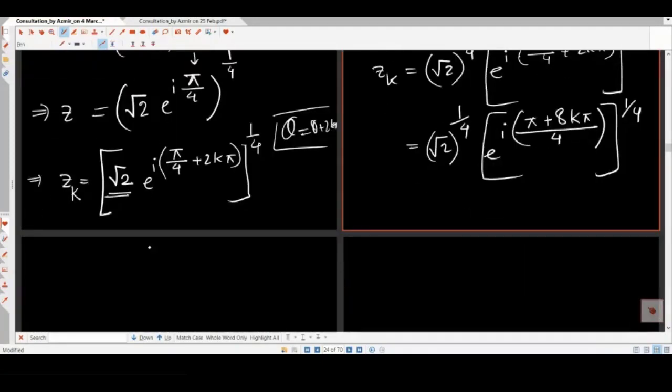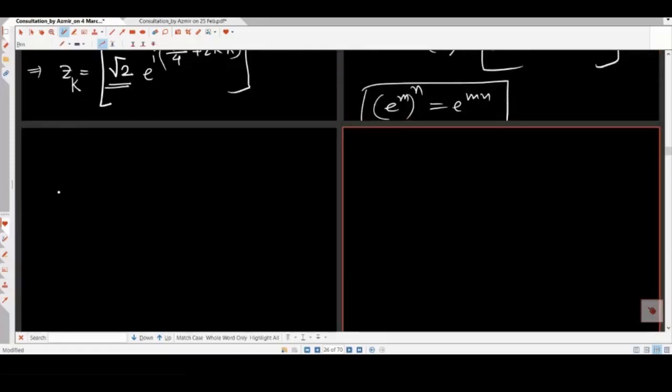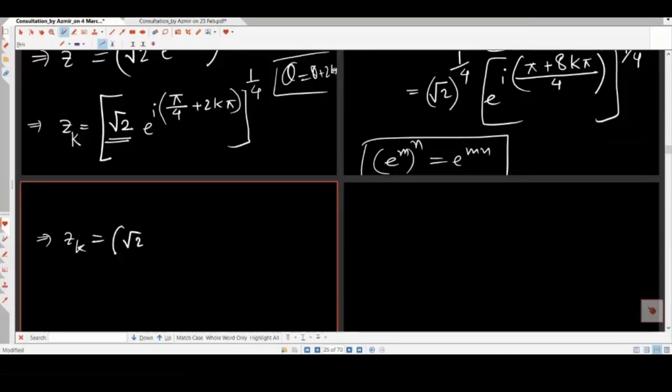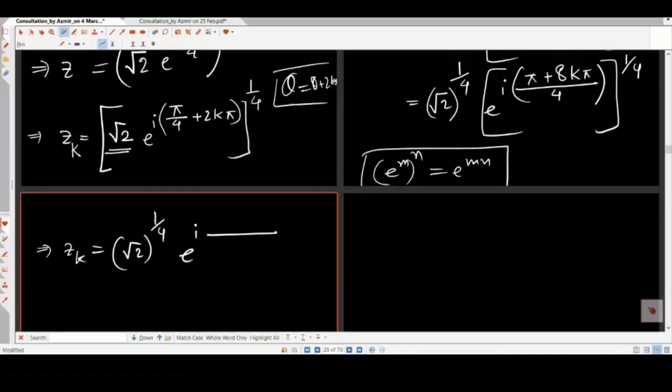Now we can apply the identity (e to the power m) to the power n equals e to the power mn. So using this identity, we can write zk equals root over 2 to the power 1 over 4 times e to the power i (pi plus 8k pi over 4), where that power will be multiplied. So here 1 over 4 is in the exponent, and now that power is being multiplied with the previous part by using this concept.